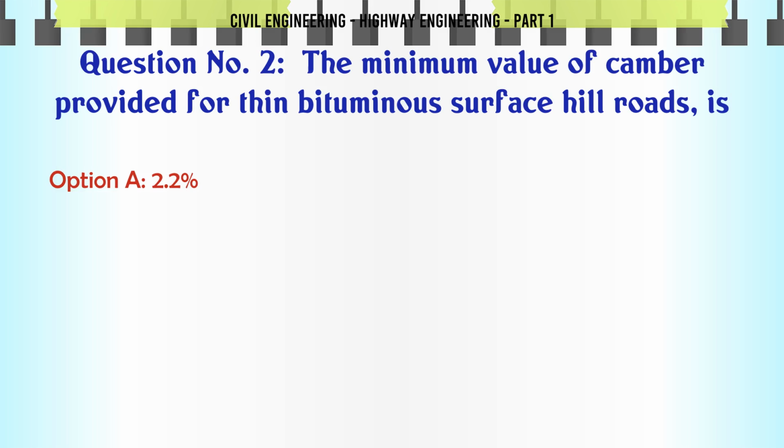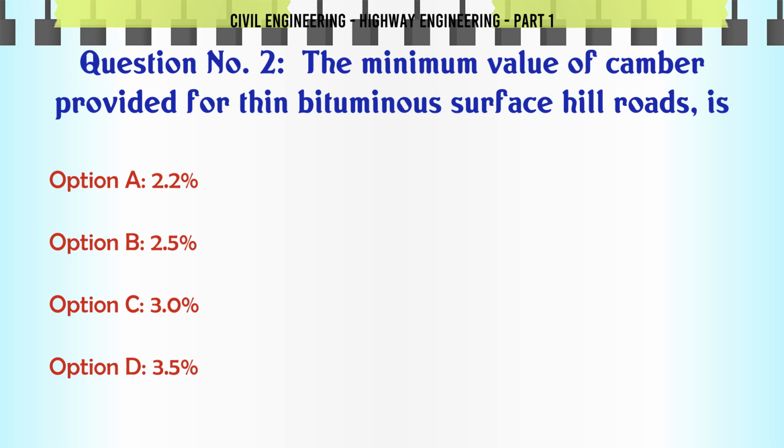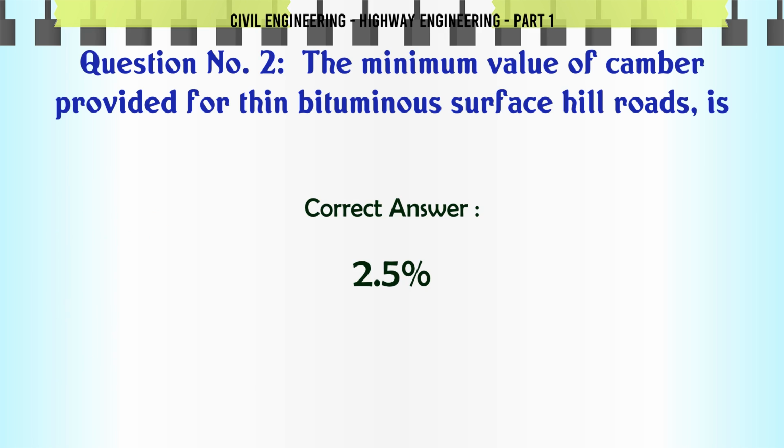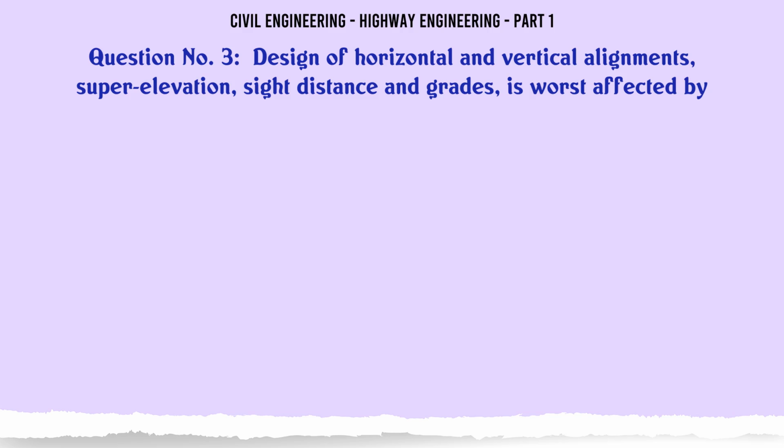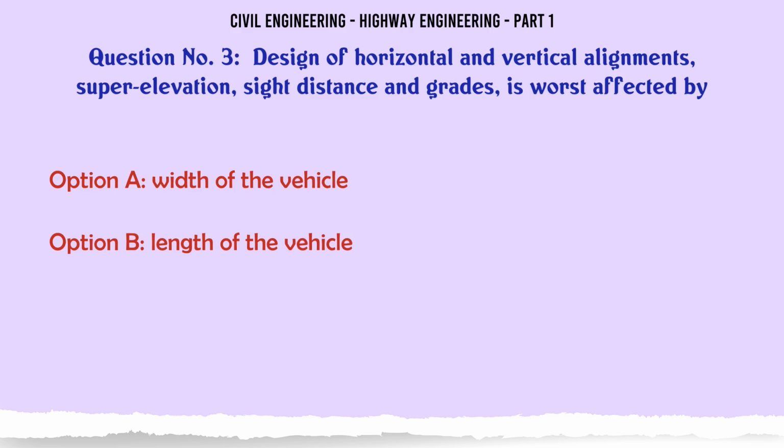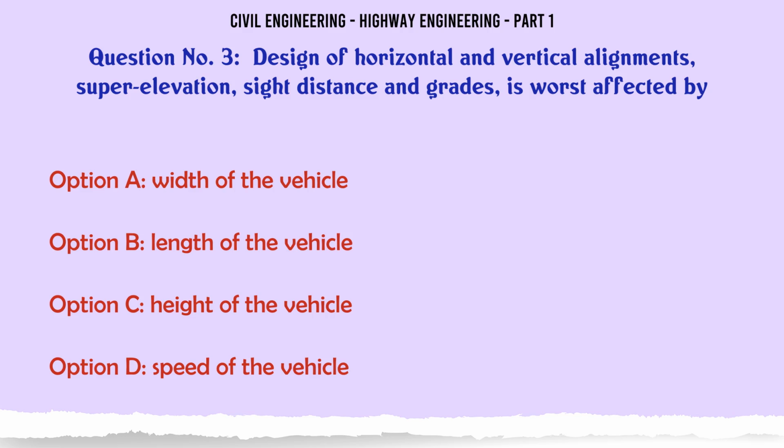The minimum value of camber provided for thin bituminous surface hill roads is A. 2.2%, B. 2.5%, C. 3.0%, D. 3.5%. The correct answer is 2.5%.